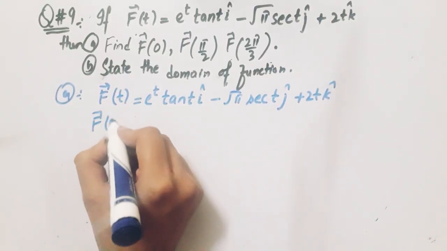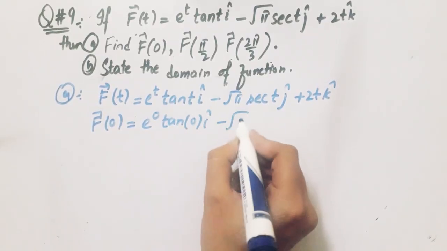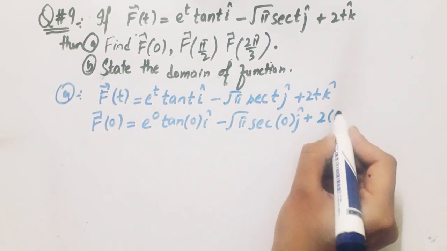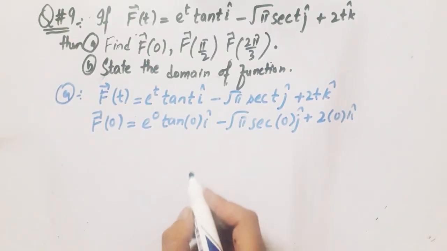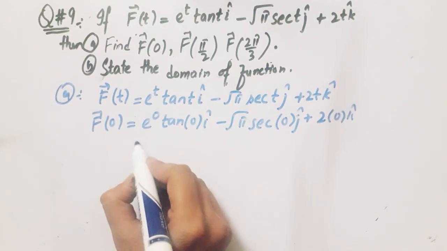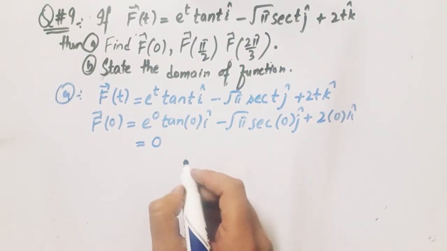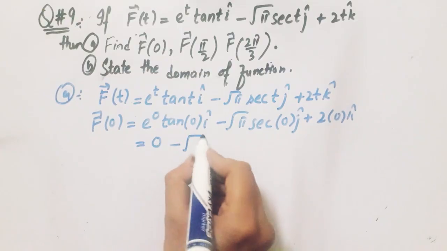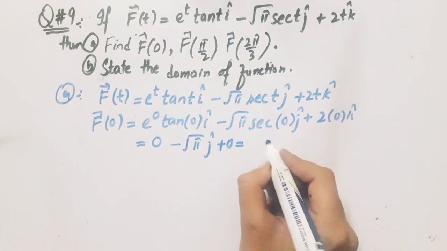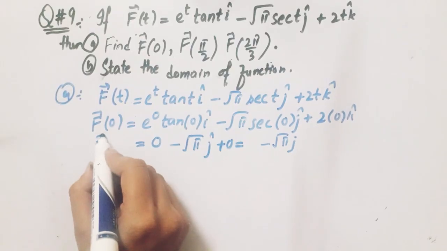Put t is equal to 0, you will get e raised to power 0 tan 0 i minus square root pi secant 0 j plus 2 into 0 k. So 1 into tan of 0 is 0, so 1 into 0 is 0, and secant 0 is equal to 1, so you will write minus square root pi j, and 2 into 0 is 0, so this is also 0, so you get minus square root pi j. This is the value of f of 0.